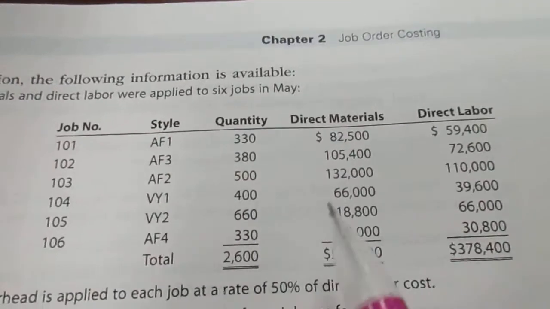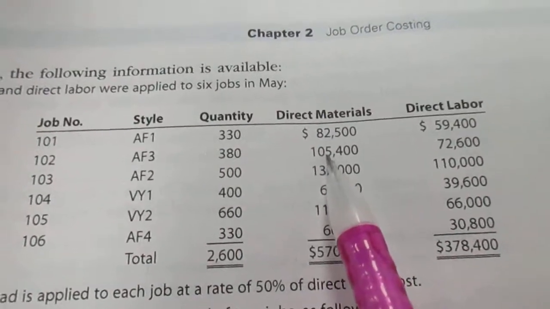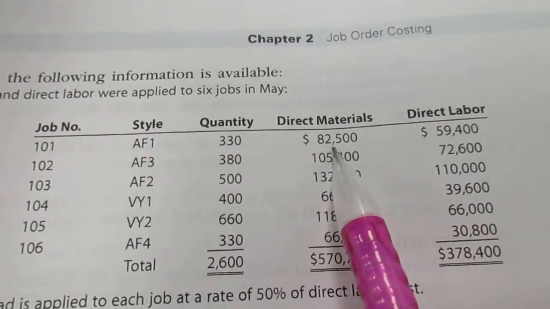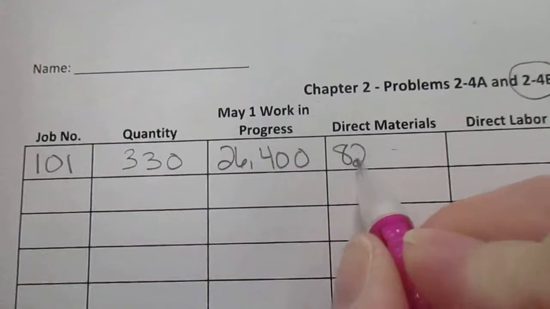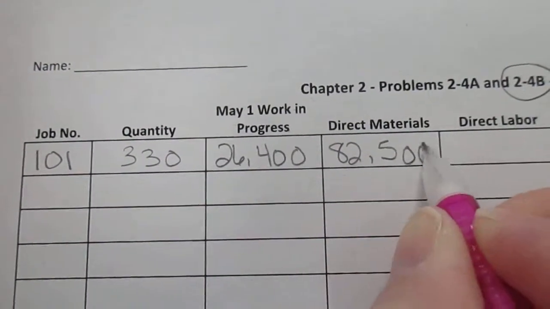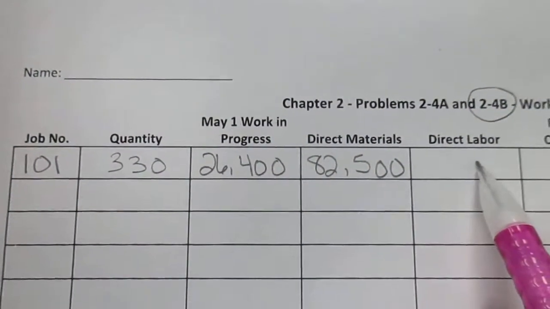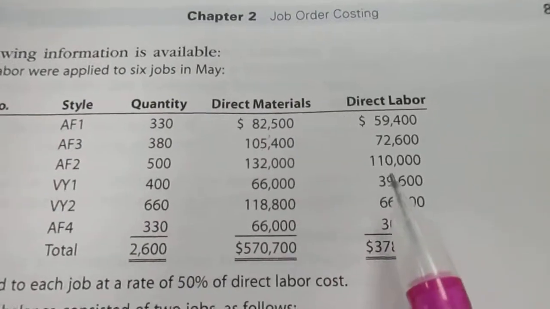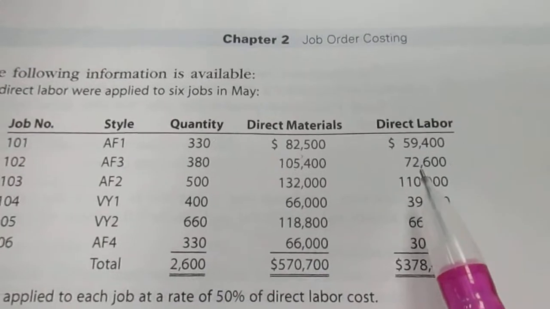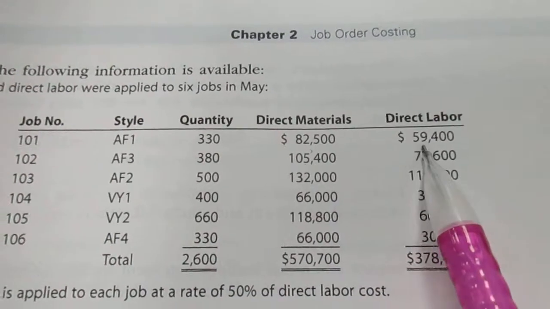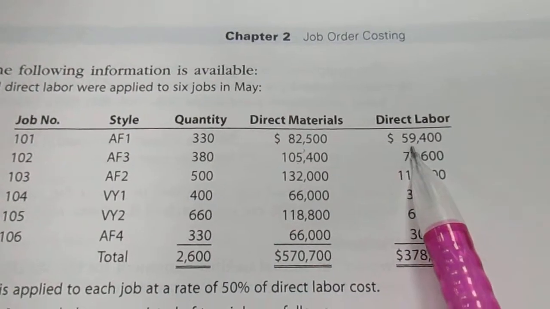Direct materials for job 101. If we come up here to the top, job 101 had direct materials of $82,500. Direct labor. Again, if we go to the top, it tells us that our direct labor for job 101 was $59,400.